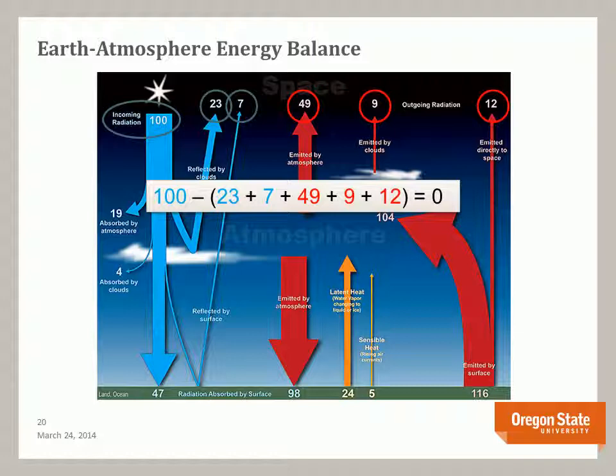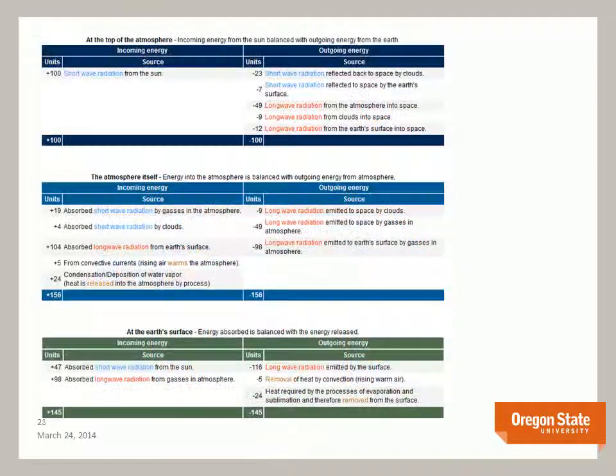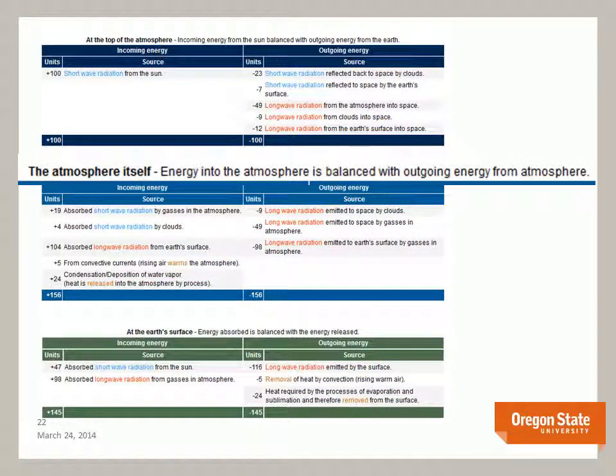In this slide, the blue numbers show the short wave radiation, and the red are the long wavelength radiation. So, this part of the model shows the values for the top of this table. The energy in the atmosphere itself.